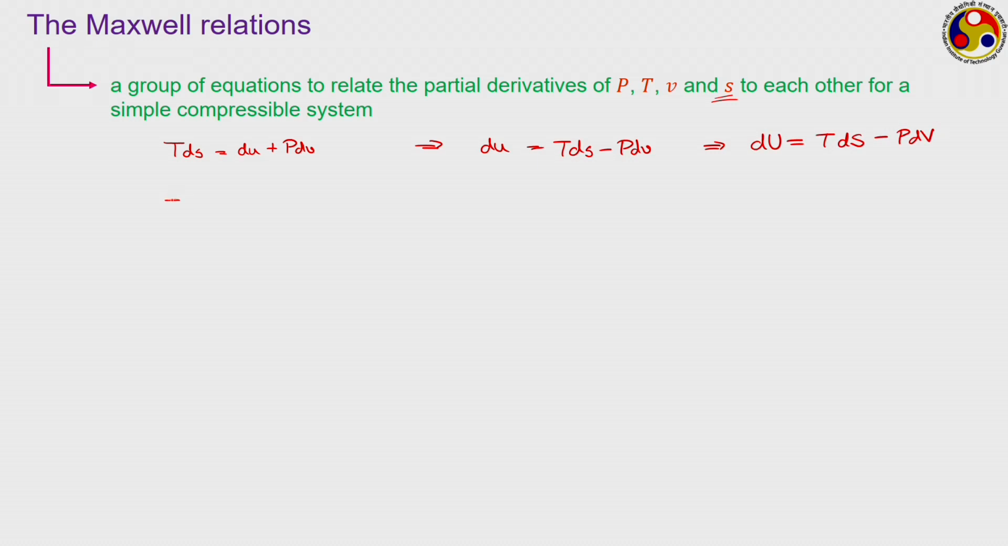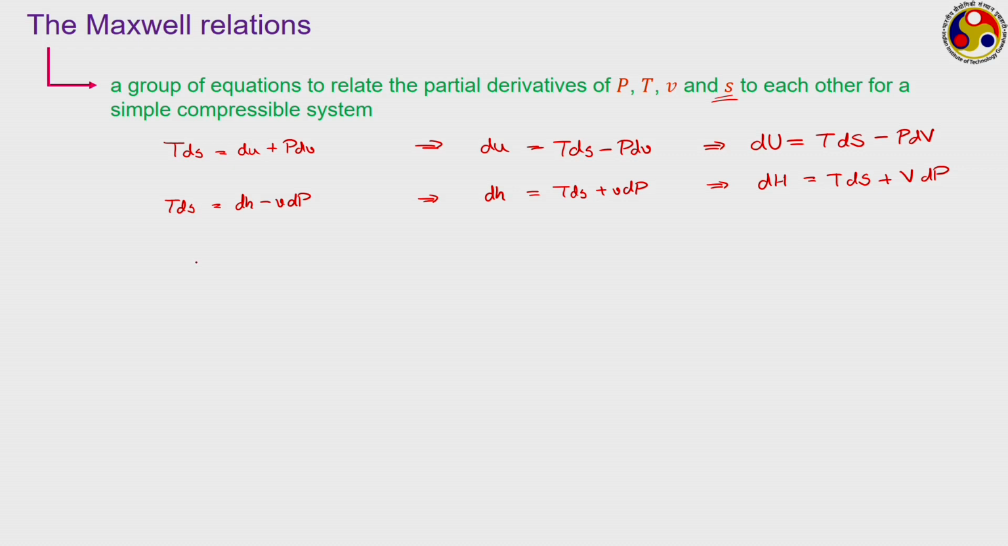What was the second TDS relation? Your TDS relation was TDS equal to dH minus V dP. So, we can separate H out, the second potential, as TDS plus VdP, or if we write in extensive sense, dH is equal to T dS plus V dP. So, we have got two equations representing the rate of change in the corresponding two potentials.